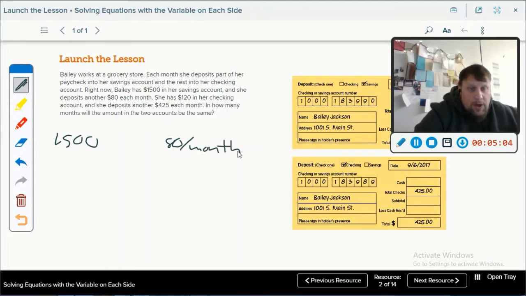She has $120 in her checkings account and deposits another $425. Oh, so this is savings. We're going to have checking, where she has $120 and deposits $425 each month.